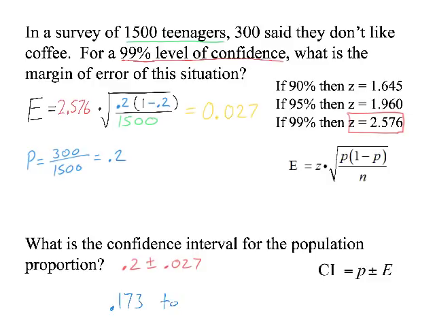So when we do that, we will have a 0.173 to a 0.227. That would be the confidence interval for a 99% level of confidence. If you're 99% confident, this would be the interval. In 99% of the time, you'll get between a 17.3% to a 22.7% not liking coffee. Interesting. I like percents. I like thinking of percents instead of decimals, but get used to seeing decimals as percents.